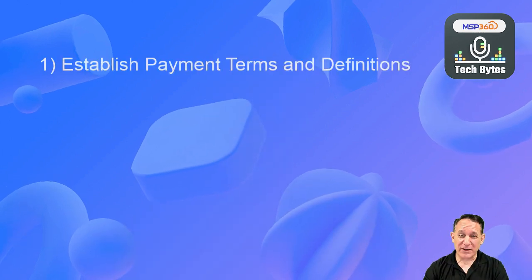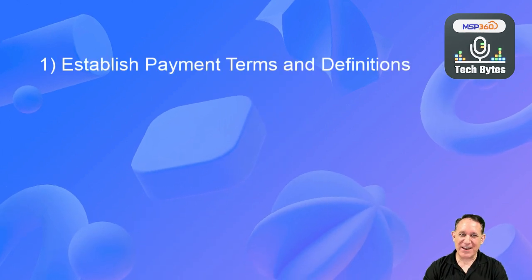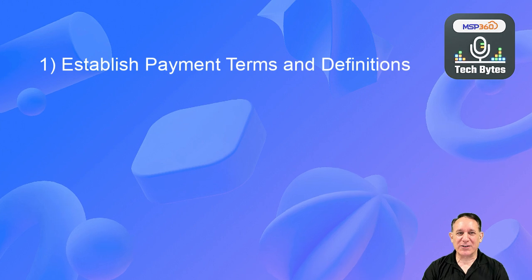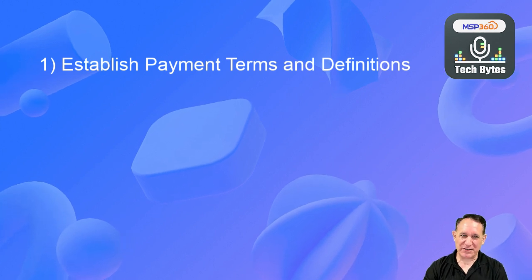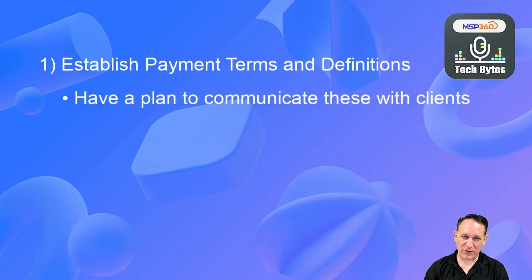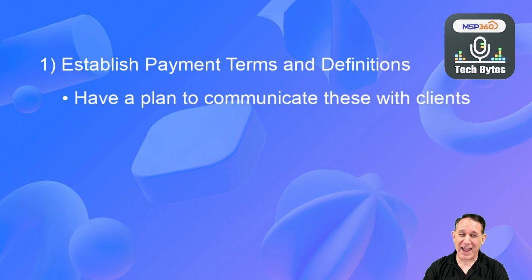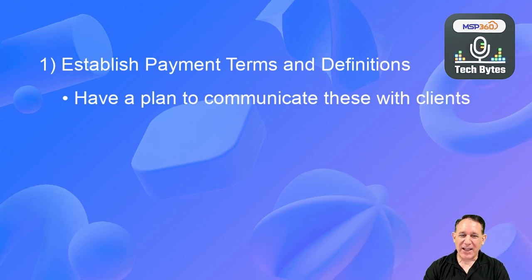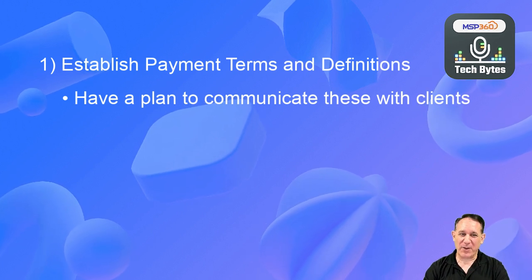So in today's MSP 360 Tech Bite, we want to talk about 3 strategies to help you actually avoid late payments altogether and therefore protect cash flow. The first one is to create payment terms and definitions. What you want to do is establish payment terms for your business and communicate that with your clients. It has to do with when and how a customer is supposed to pay you and what happens if they don't pay on time.